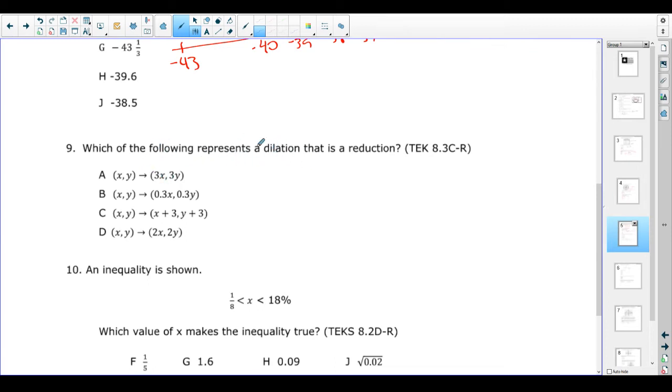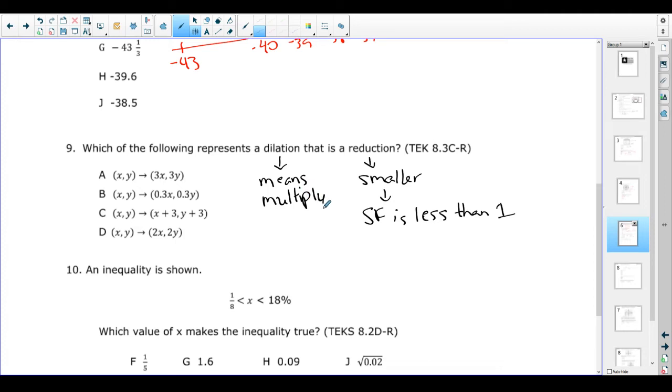Which of these represents a dilation as a reduction? So reduction means gets smaller. And if it's getting smaller, it means the scale factor is less than 1. Furthermore, if it's a dilation, you know what that means. Dilation means multiply. So again, there's no reason I should have picked C.